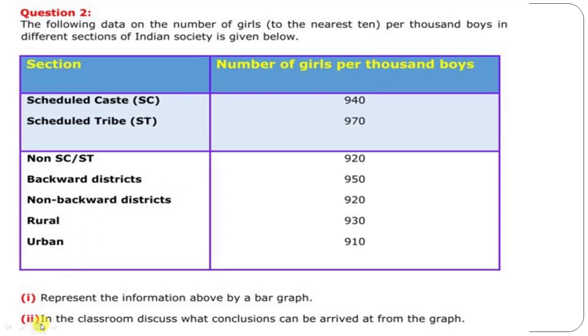Good morning, students. Today we are starting with our question number 2. Question number 2 is the following: data on the number of girls to the nearest 10 per thousand boys in different sections of Indian society is given below.